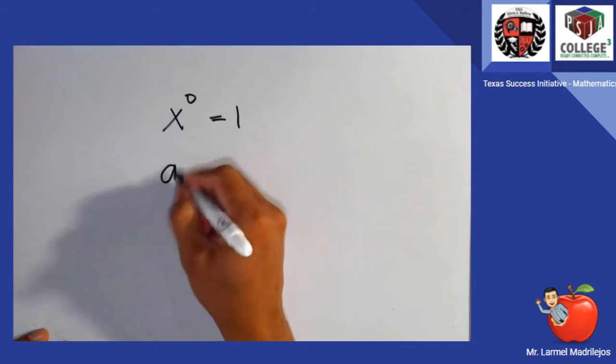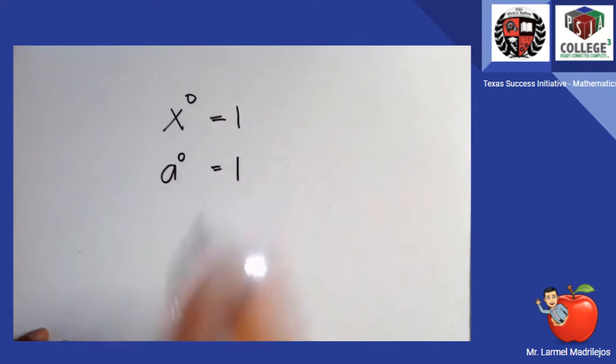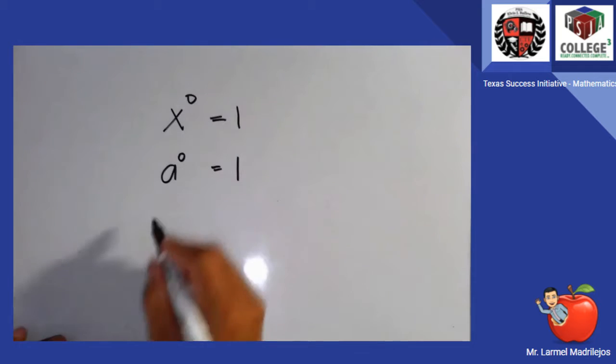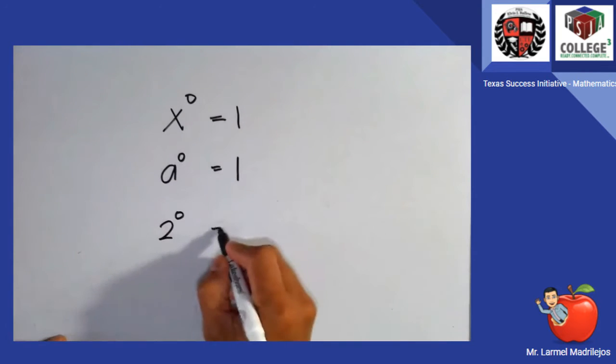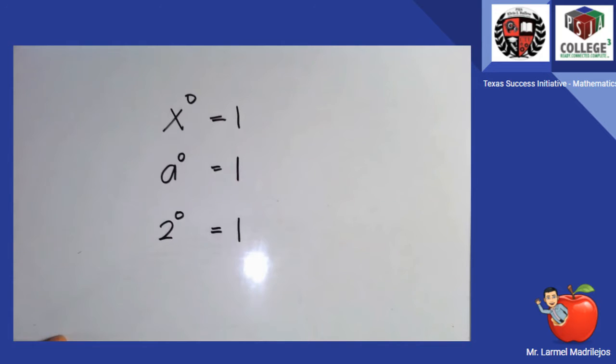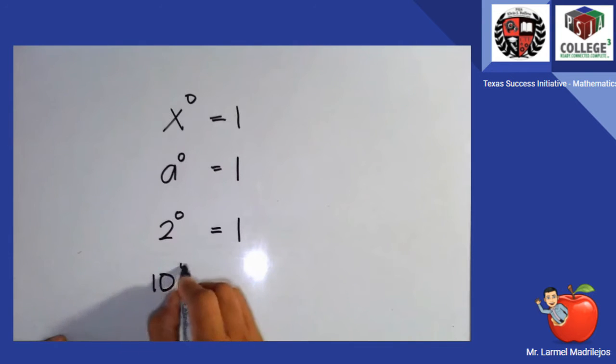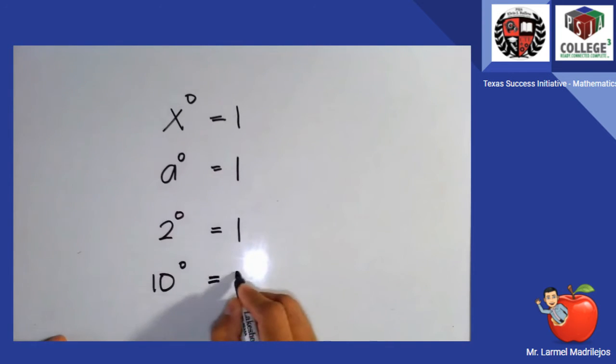Let's say it's a raised to 0, or any numerical number raised to 0. Let's say 2 raised to 0. The answer is 1. Or 10 raised to 0. The answer is 1.